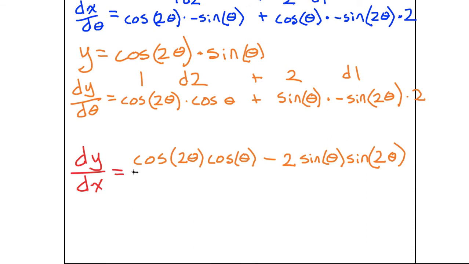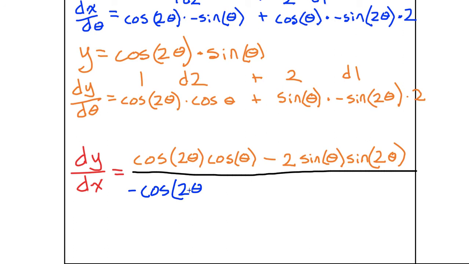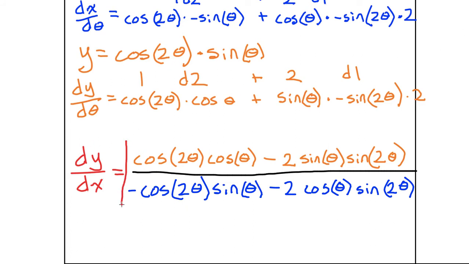Anyway, that's going to be divided by the blue function. The blue function is up there. It's going to be negative cosine of 2 theta times sine of theta, and that's going to be minus 2 cosine of theta, instead now, times sine of 2 theta yet again. And there we have our final answer, and it looks gross, and it is gross, but there it is. Final answer, box it.